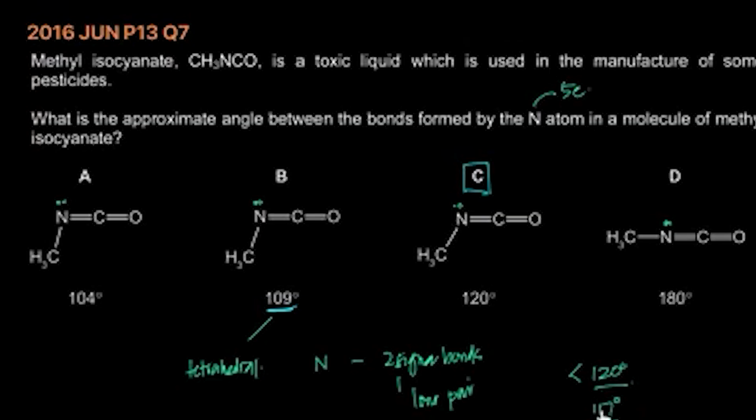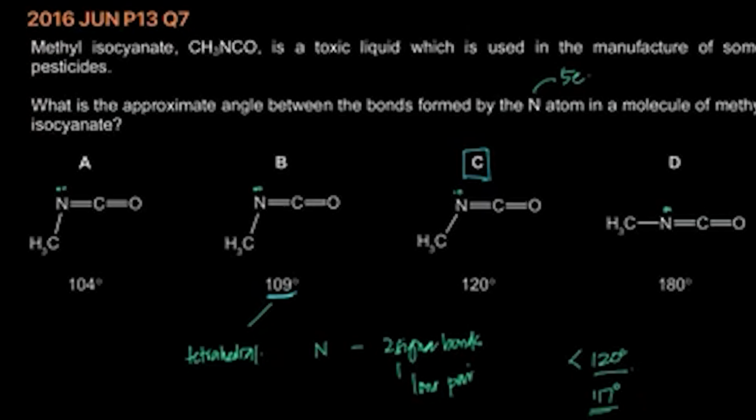Again, 117 is closer to 120 than it is to 109. Even if you said, what about 116, 115? It's still closer to 120 than 109, because 109 is distinctly an angle we remember for tetrahedral.